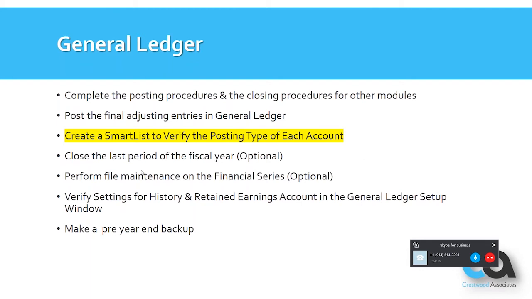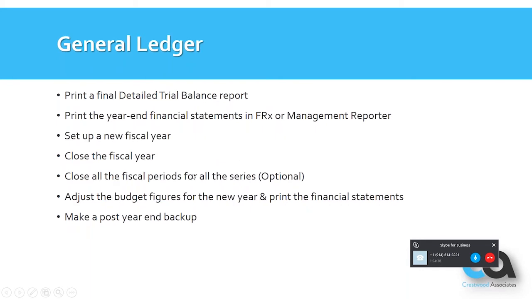And then it's also recommended to perform final maintenance, of course, and make sure that you have the right retained earnings account set up in your general ledger setup window, and then make a backup. Then it's recommended to print a final detailed trial balance, and any financial statements that you might be running through Management Reporter or FRX if you're still using that. You'll want to make sure that your new fiscal year is set up. And after you've done that, you can run through the actual close process and then close the periods.